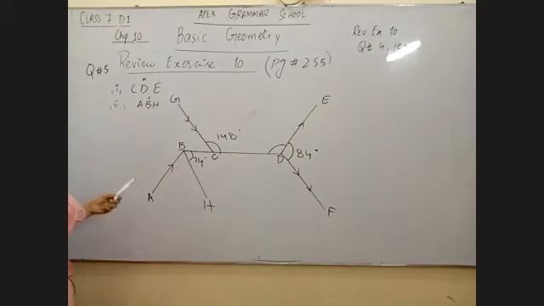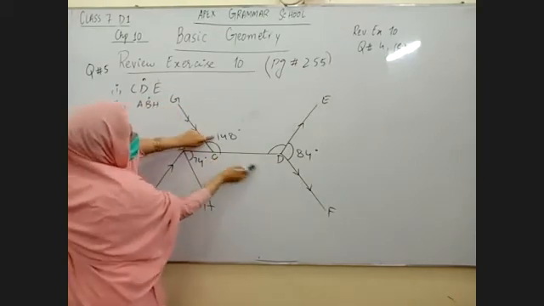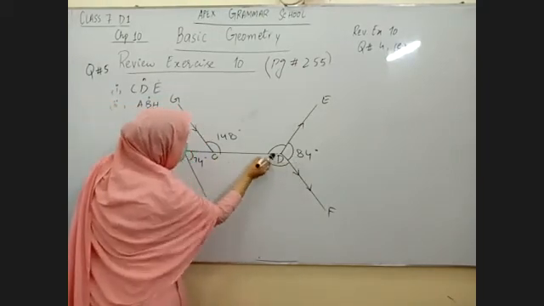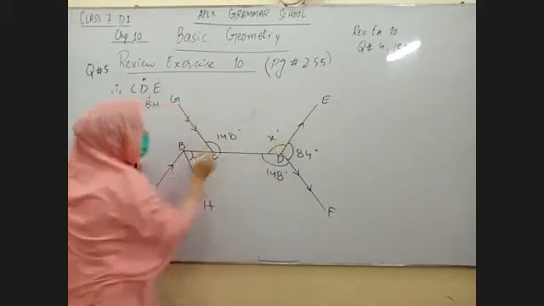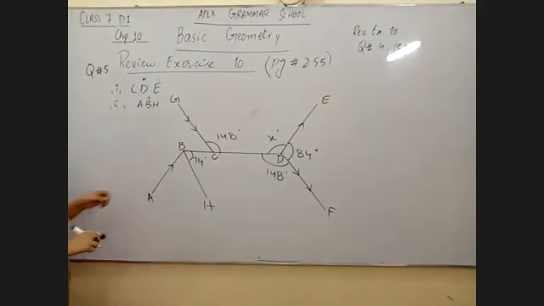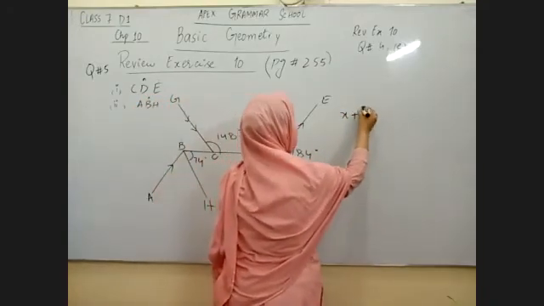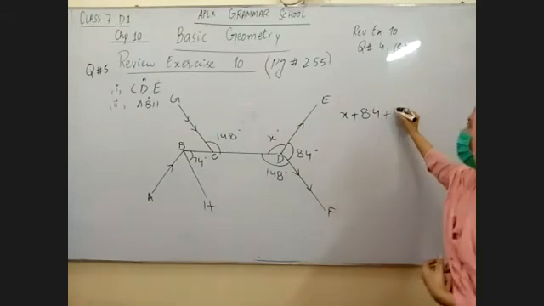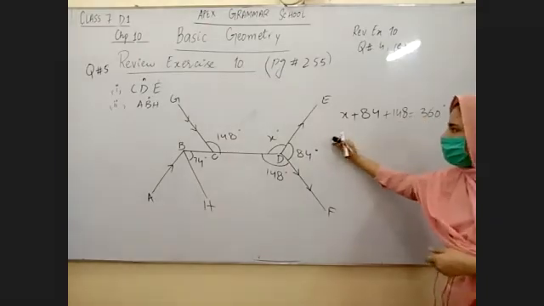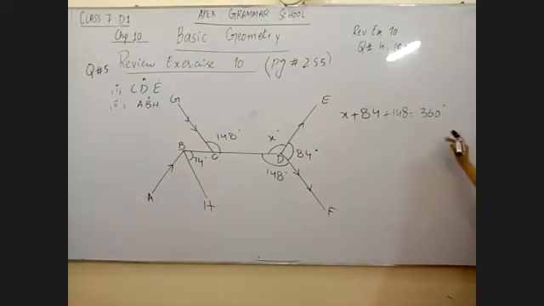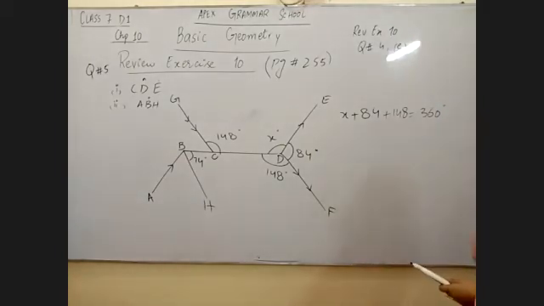Okay, now you can see this. These two lines are parallel, so this 148 will be vertically opposite to this one. Vertically opposite angles, so it will be 148 degrees. Name this angle to be x degrees. Now you can see that these three angles are completing one circle. So x plus 84 plus 148 is equal to 360. You have to write the reason that the sum of angles at one point is 360.